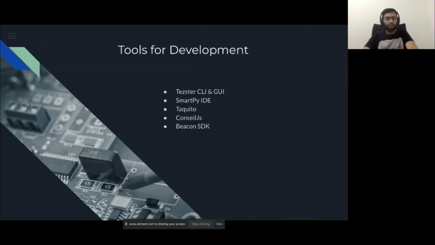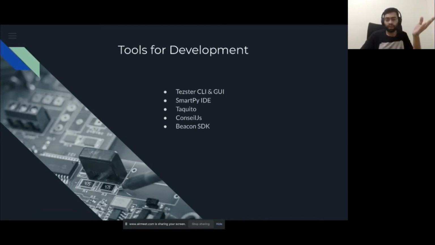These are the tools that you should use for development. There is Tester, CLI and GUI, which is built by us in India, and it's basically a way to spin up your own blockchain nodes and test and deploy your smart contracts. SmartPy IDE is something that we're going to look at. Taquito and ConEx.js are JavaScript and TypeScript libraries that enable your backend and front end to talk to the blockchain. These are very popular libraries.